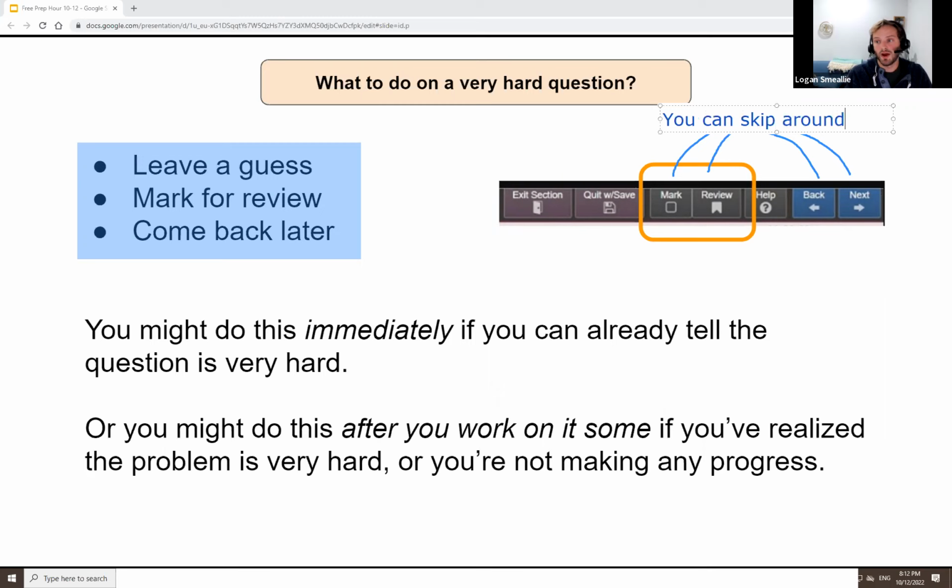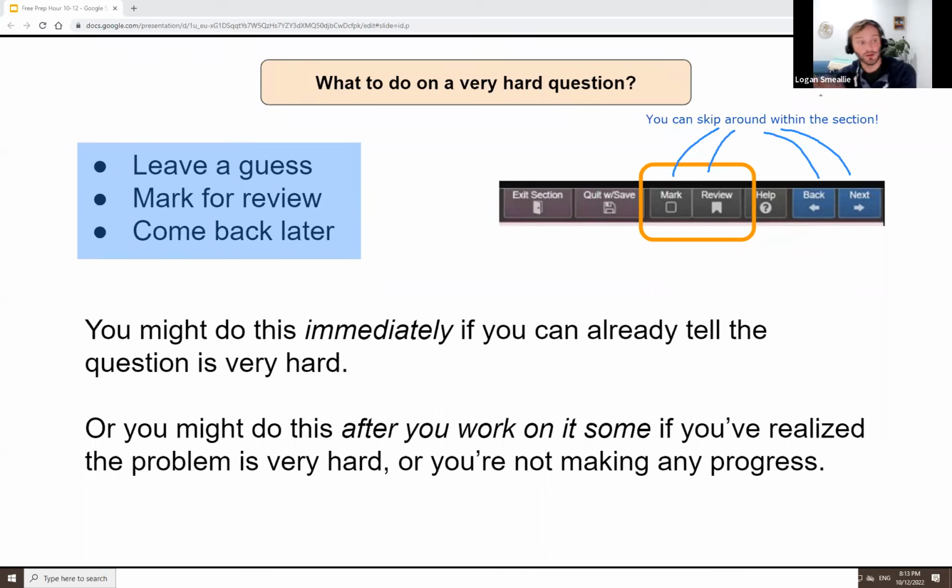You can skip around within the section. That's not a given. There are some standardized tests where you can't do that, where you can only deal with the section, or excuse me, with the question that you have right in front of you. And once you move on, it's gone forever. On the GRE, it's not so. You've got your 20 question set.